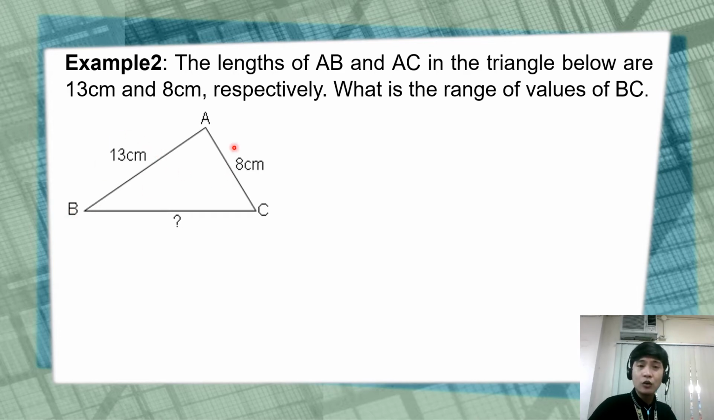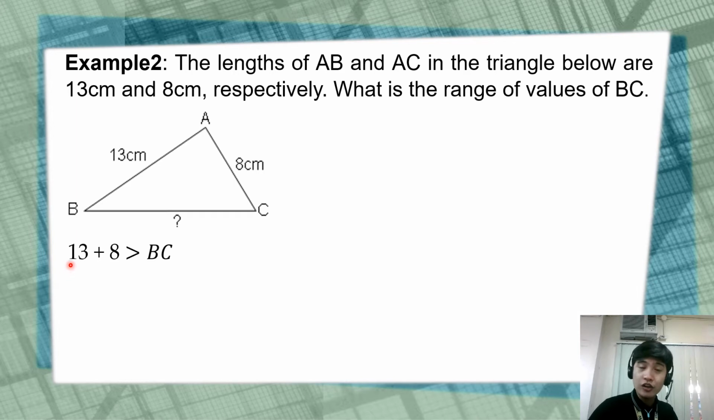So dahil tatlong sides yan, ang pinagkaiba lang yung segment na ito, hindi natin alam kung ano ang eksaktong sukat niya. Pero tinatanong sa atin yung mga posibleng maging sukat niya. So tatlong conditions ang gagamitin natin dito. So una, 13 plus 8 is greater than BC. Ina-apply natin yung triangle inequality theorem ha. Sa kasong ito, si segment BC, siya yung third side natin.